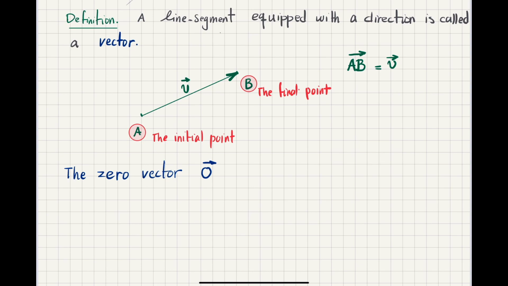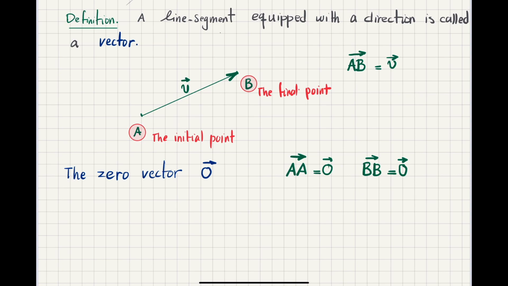Yes? So if I ask you, for example, what can I write instead of AA? What can I write instead of AA? This is the zero vector, because this is the vector whose initial point is A and its final point is also A. So by definition, this is just the zero vector. Okay, if I ask you what is BB, then what is your answer? What is this vector then? Yes? That is the zero vector again. So you see, for the zero vector, we can write different names, yes?